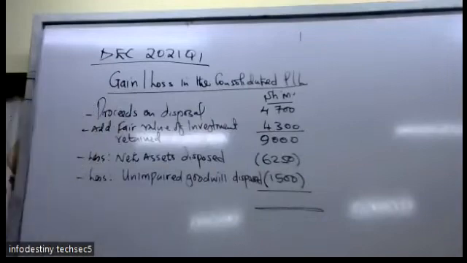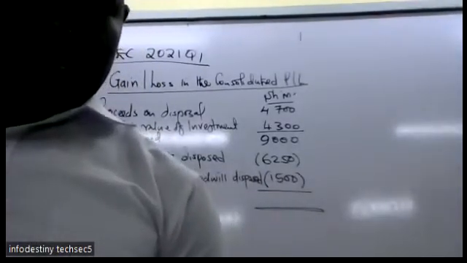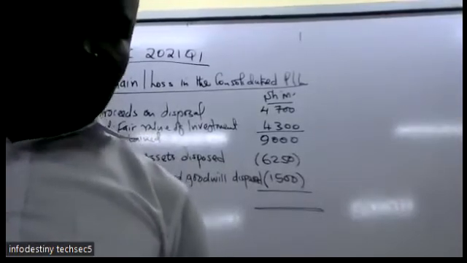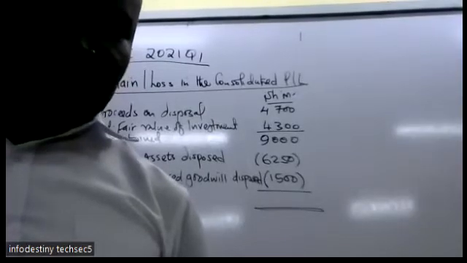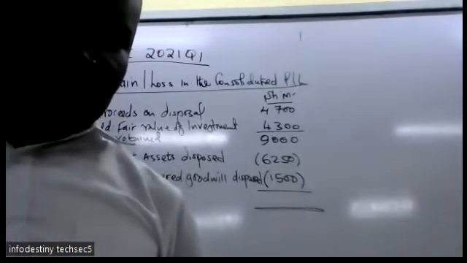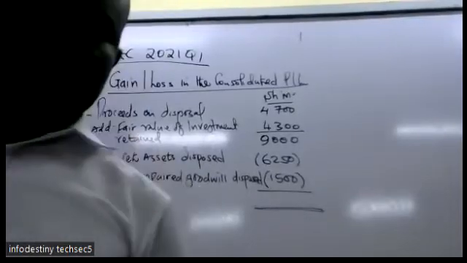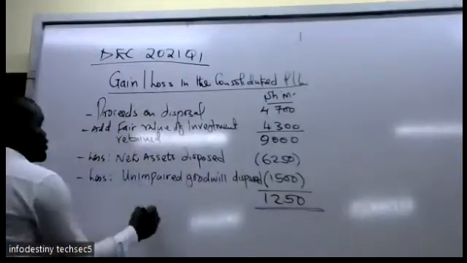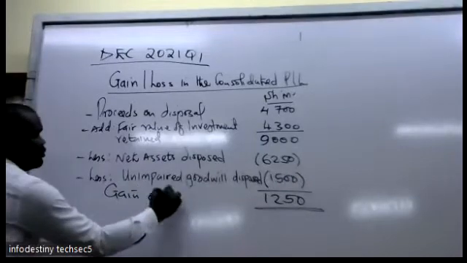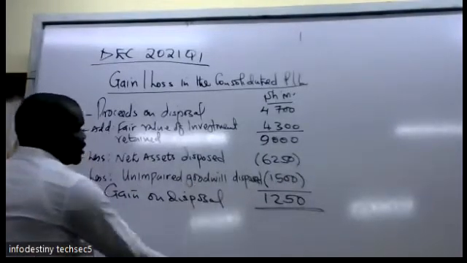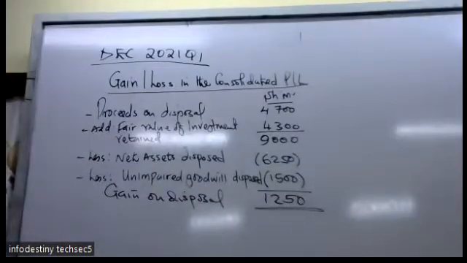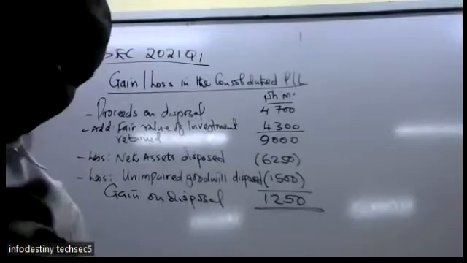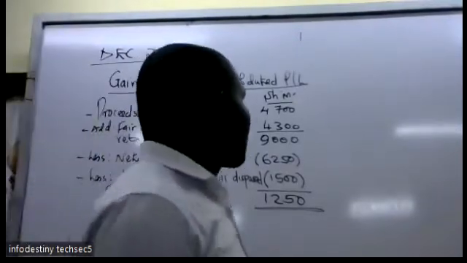Your answer should be a gain or loss. In most situations, you will find it being the same with the other one you got. Can you check to confirm? Then we consider that one done. How much? Yes, it was a gain. So gain on disposal, 1250. You get how many marks? 2 marks.